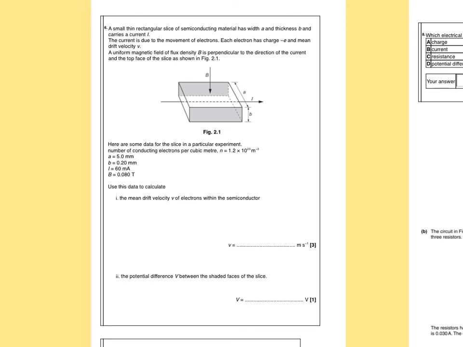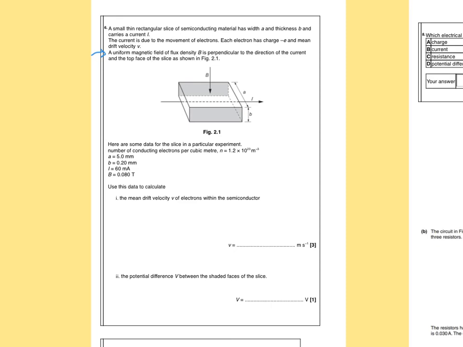This is a question from an A2 paper, so it has some quantities that you don't need to know about. So we're going to start with just looking through it and calculating what we do need. So you have a small thin rectangular slice of semiconducting material with thickness A, thickness B, and it carries a current of I. The current is due to the movement of electrons. Each electron has a charge minus E and mean drift velocity V. Then this part here is not needed for us right now, because you haven't looked at magnetic field yet, which will be later on.